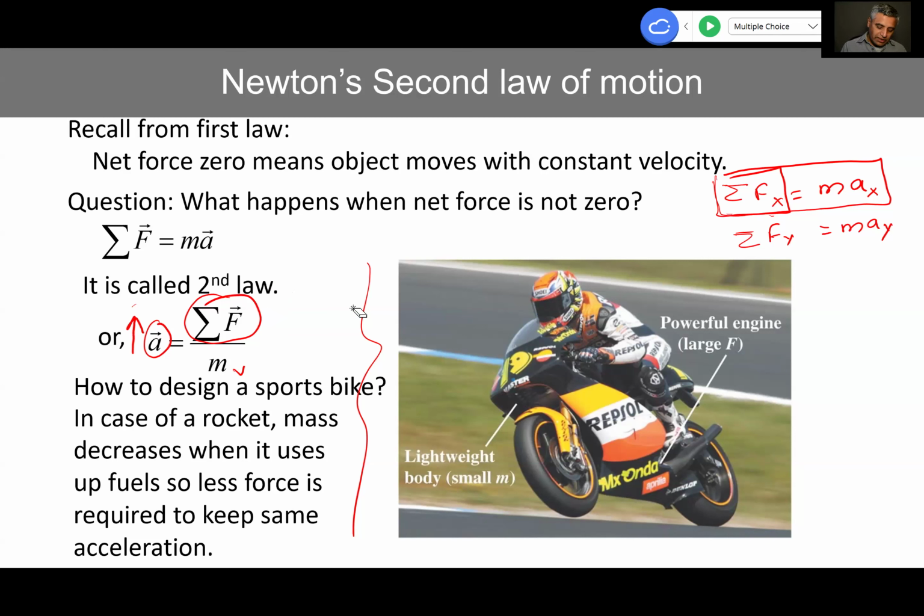Sometimes mass may change, but for a given object, mass remains fixed. If we have two objects, then the mass may be different for the two objects, right? But for a given object, mass is fixed unless it gets broken or explodes or something like that. Keep that in mind.